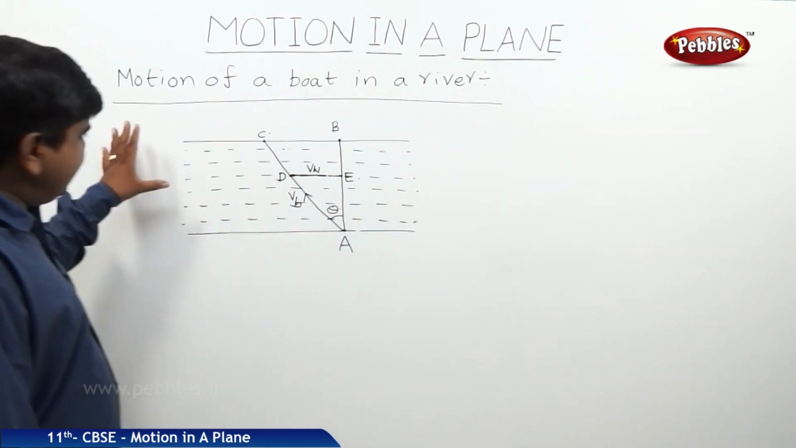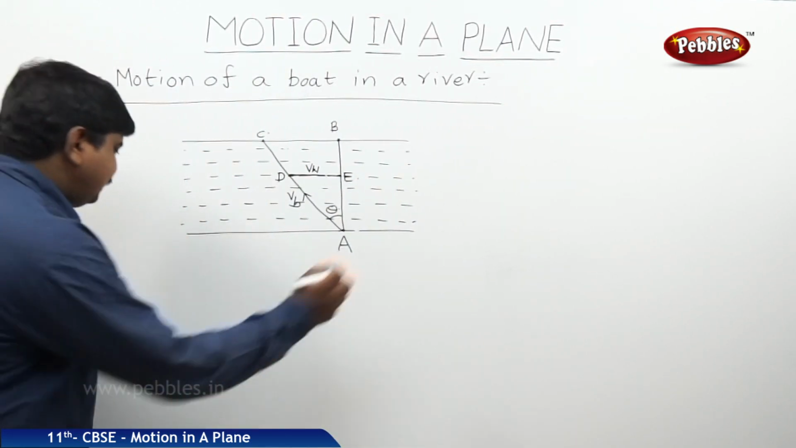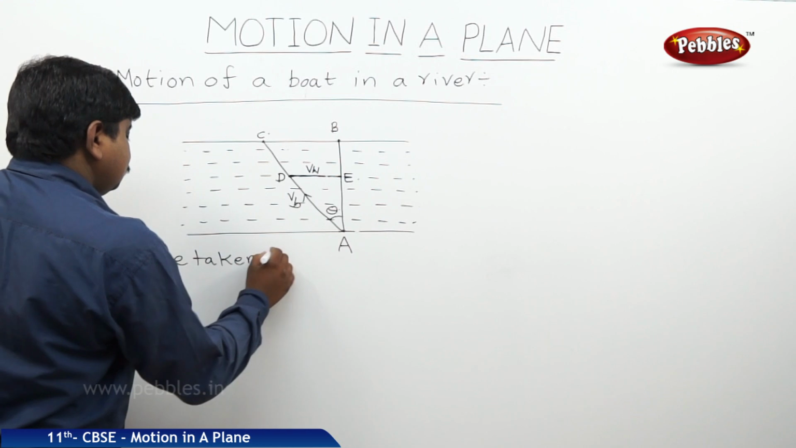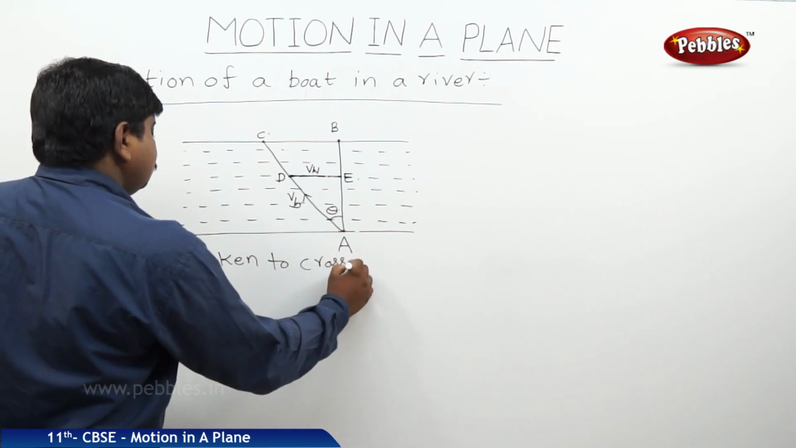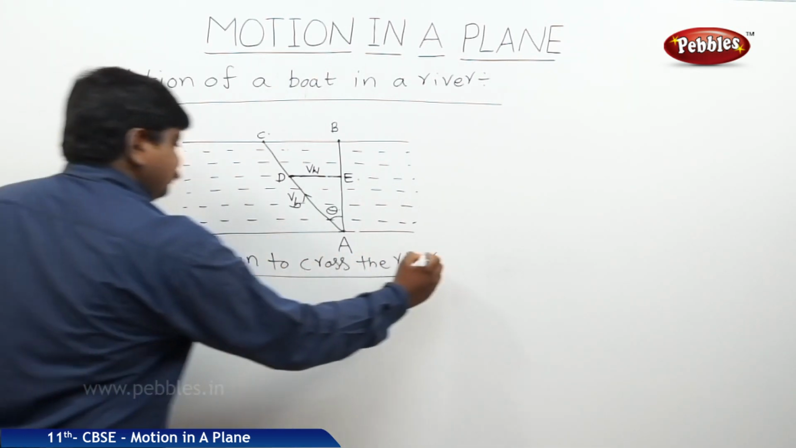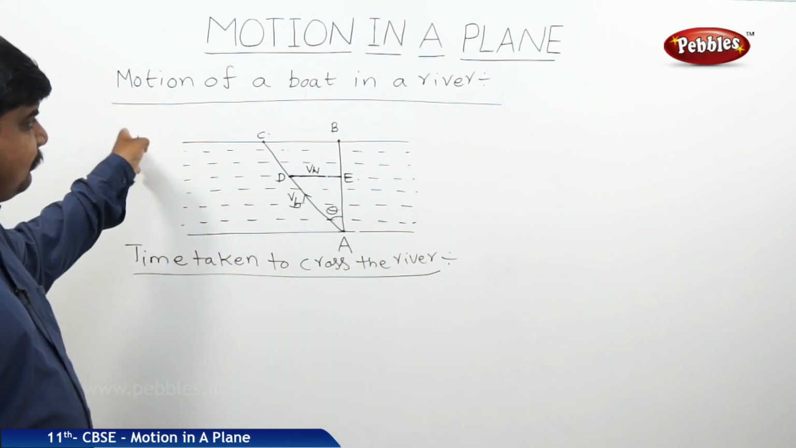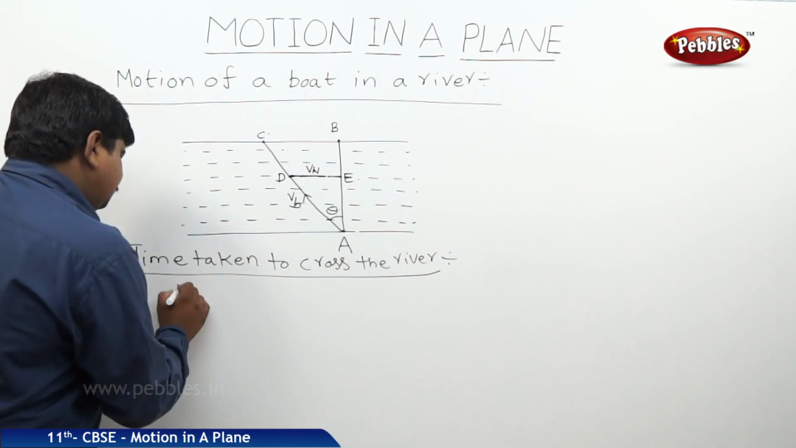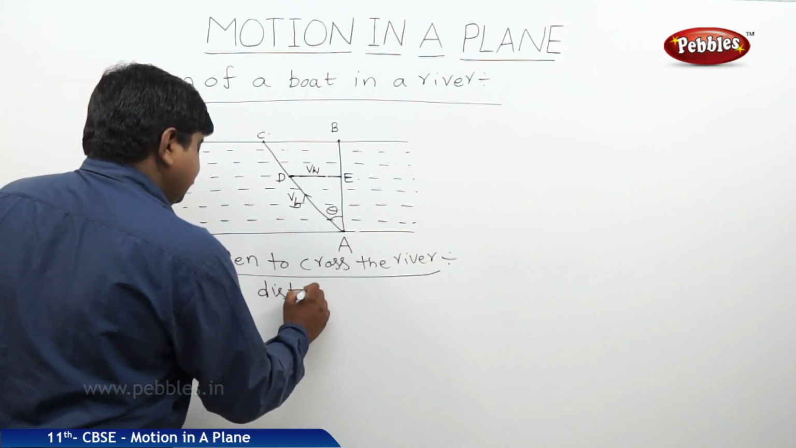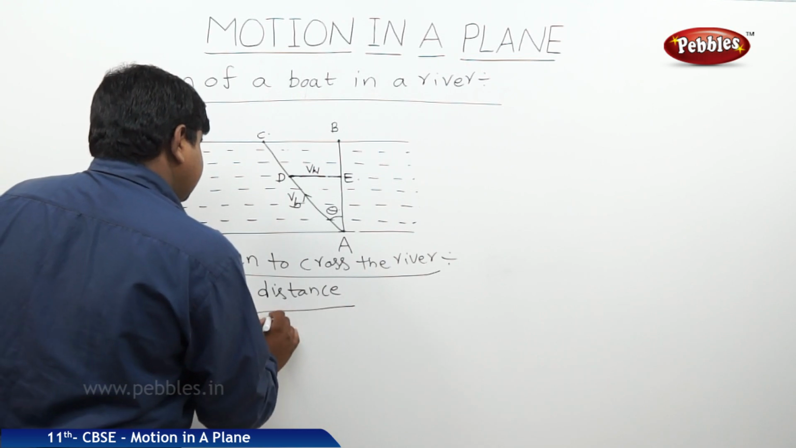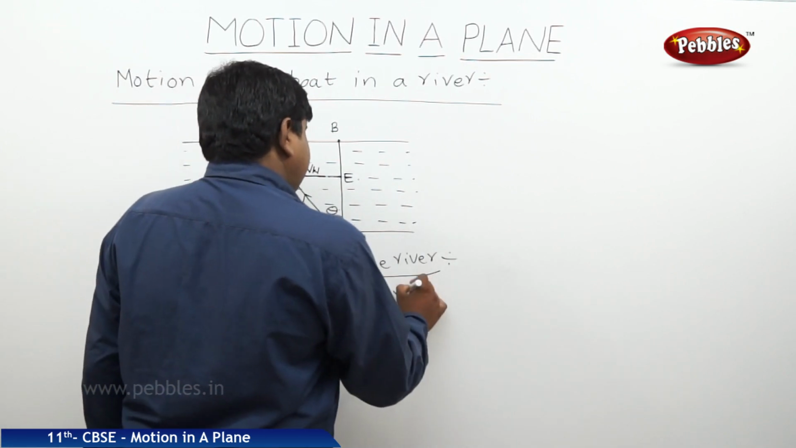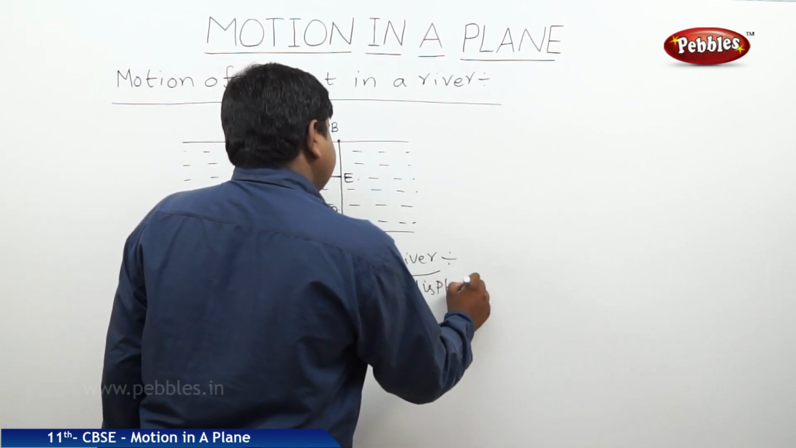The next concept in the same topic is time taken to cross the river. What we can understand from this sub-concept in the motion of a boat is, let us suppose the time t is equal to distance by velocity in a streamline, otherwise we can write displacement by velocity.